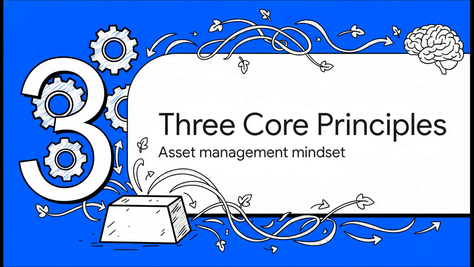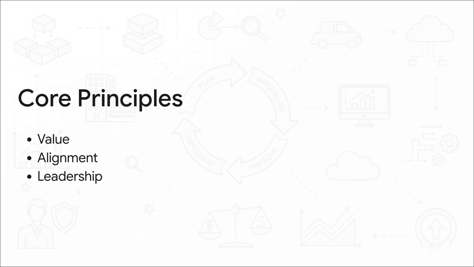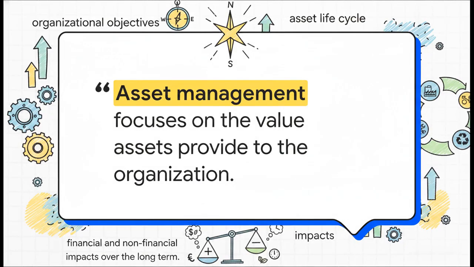Okay, Section 3, 3 core principles, the foundation of the asset management mindset. These are the big 3 principles outlined in the document: value, alignment, and leadership. And these 3 things are exactly what shift this whole concept from a dry rulebook into a totally dynamic, active methodology for organizational success. Let's break them down. Principle number 1 is value. Value is your North Star here.